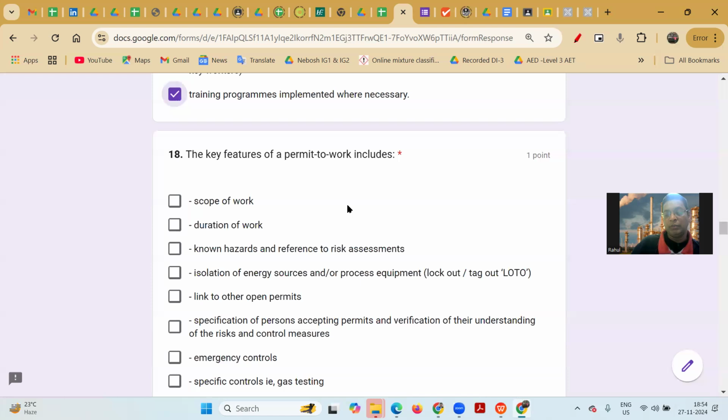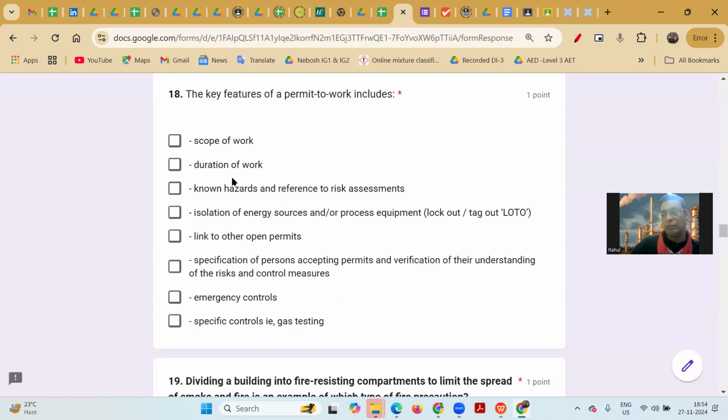Then we see question number 18. What are the key features of permit to work? If you see our permit to work video, you will find all the information. The scope of the work, the duration of the work, the known hazards and references to risk assessment to be considered, isolation of any energy sources of process equipment like LOTO, and links to other permits if any simultaneous work is going on, specification of the person accepting the permit and verification of their understanding, then emergency controls. Specific controls like gas testing can also be considered.